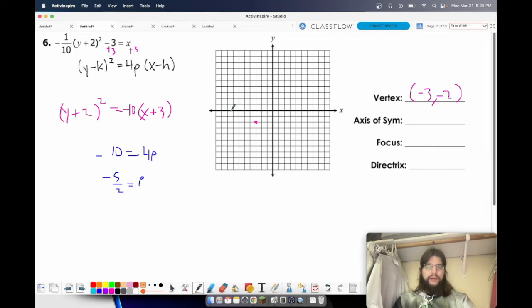So from my vertex, I'm going to go left and right because we're doing a horizontal parabola. And for my focus, I'm going to go left 5 halves units. So that's 2.5. I said 5.5, that's not the same. All right, sketch that directrix.